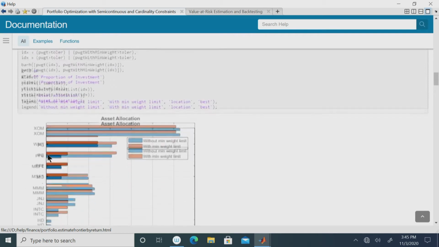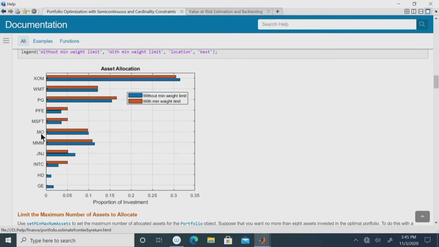Here you observe that we have 1, 2, 3, 4, 5, 6, 7, 8, 9, 10 and 11. So, you observe carefully here that without the minimum weight limit we have 11 assets, that means 11 cases where you have the blue line where the asset allocation has been done, and once you put the minimum weight limit then it reduces from 11 assets to 9 assets.